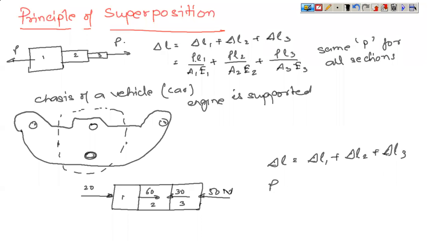The principle of superposition is used to solve problems where bars have been joined in series and each joint or each node is being subjected to a different load. It is not subjected to the same load throughout. So when you have bars joined in series subjected to different loads at joints, they are solved by the principle of superposition.